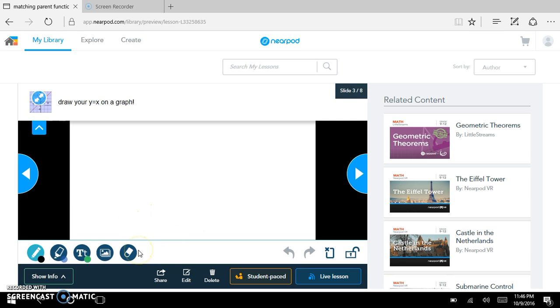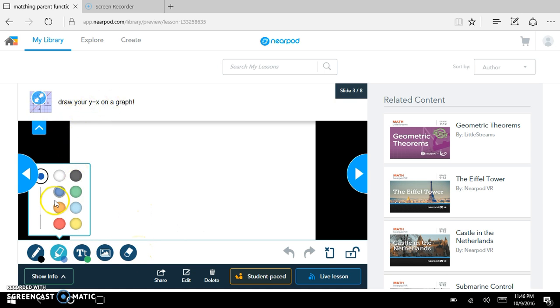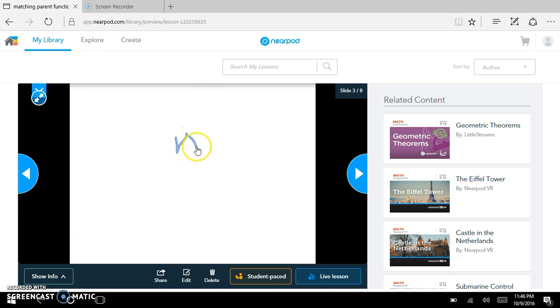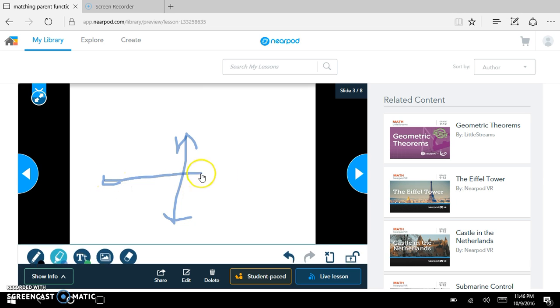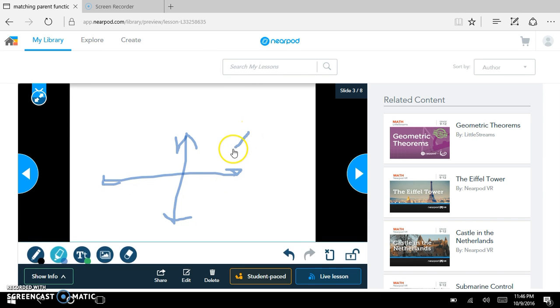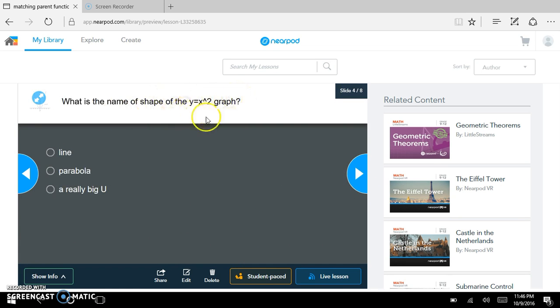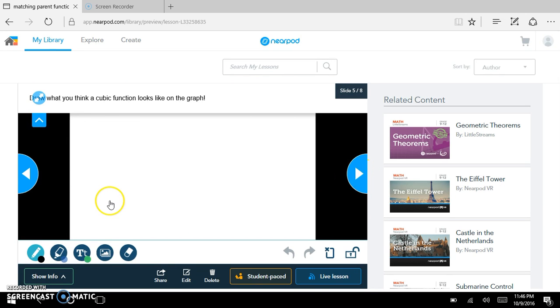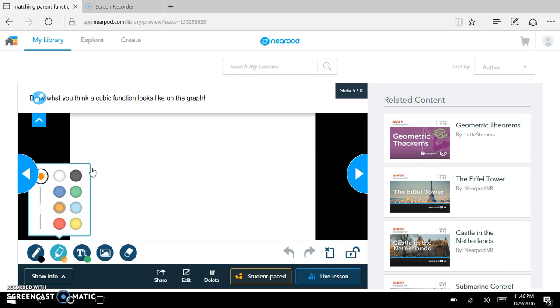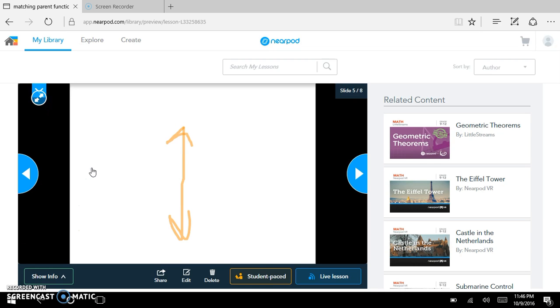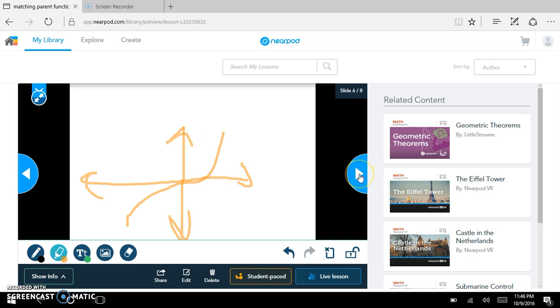This is their first thing that they're going to be able to do. They're just going to draw their own y equals x on the graph. So they're just going to take their pen and do the basics. I know this looks pretty bad, but oh well. And then just straight through. And this one, they're just going to answer the question. And this one is all up to them of what they think it looks like. Just a guess. That one doesn't have to be correct.